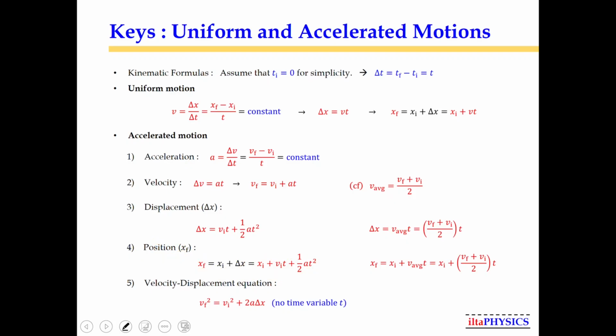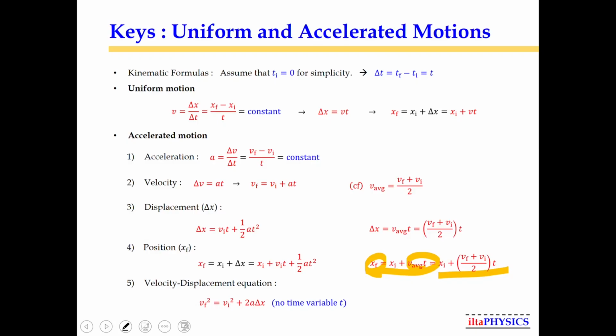Here is an important tip to solve accelerated motion problems easily. If you know the initial and final velocity of a moving object, you can calculate the average velocity. Average velocity is literally the average speed of the object during that time interval. Therefore, the displacement during that time interval is simply the average velocity multiplied by time. This makes finding the final position much simpler.